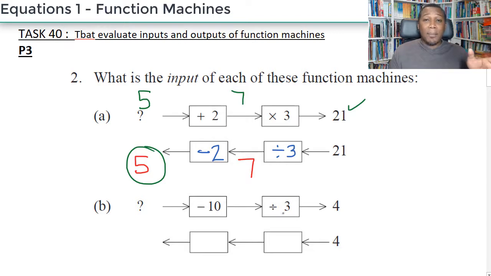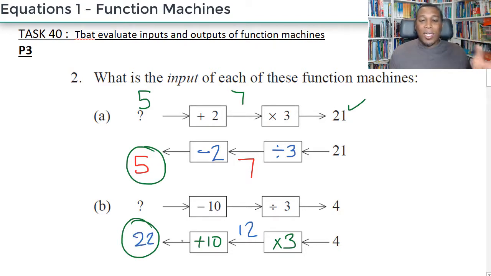The opposite of dividing by 3 is multiplying by 3. What's the opposite of taking away 10? Adding 10. So if I want to know what number I started with, I do the 4 times 3. 4 threes are 12. And then I have to add 10. What's 12 plus 10? 12 plus 10 is 22. And let's see if it works.